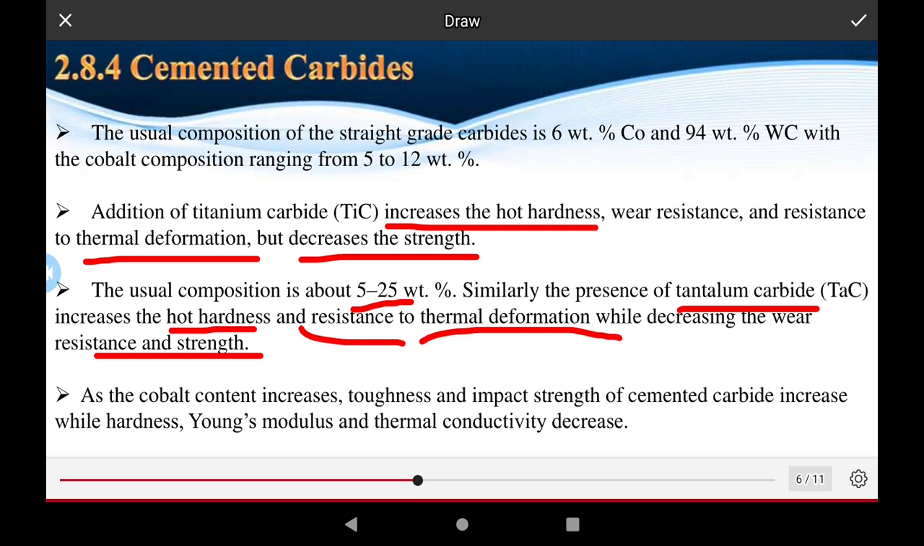As the cobalt content increases, the toughness and impact resistance of the cemented carbide increase, while the hardness, Young's modulus, and thermal conductivity decrease.